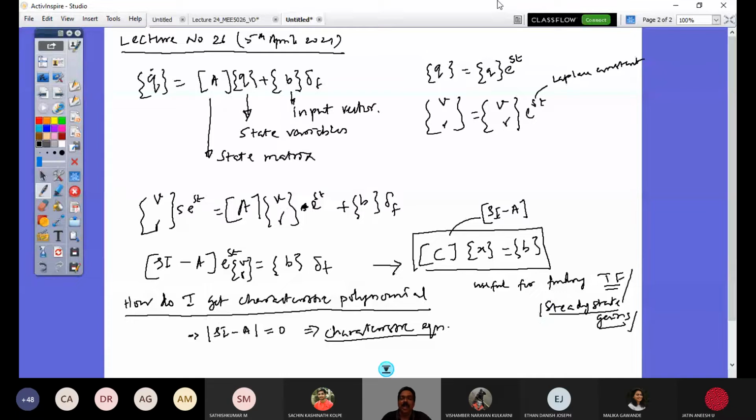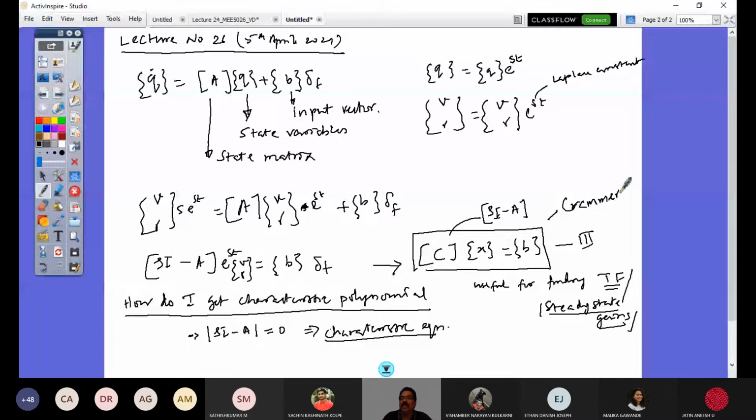To get that steady state gain, I require my characteristic equation. So let us first derive this characteristic equation, then we will go for using this equation. Let's call this equation 3, and this equation, you see that you can easily apply a rule called Cramer's rule. What does Cramer's rule state? It is that every variable in a set of linear algebraic equations, and I get here a set of linear algebraic equations.